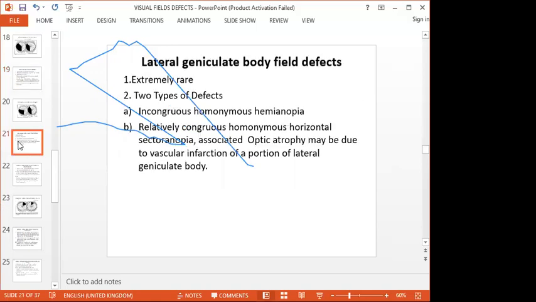Lateral geniculate body field defects. Two types of defects: incongruous homonymous and relatively congruous homonymous horizontal sectoranopia. It's a sector, it's not a complete hemianopia. When the sectoranopia is a sector, it's like a quarter. Associated with optic atrophy, may be due to vascular infarction of a portion of the lateral geniculate body.